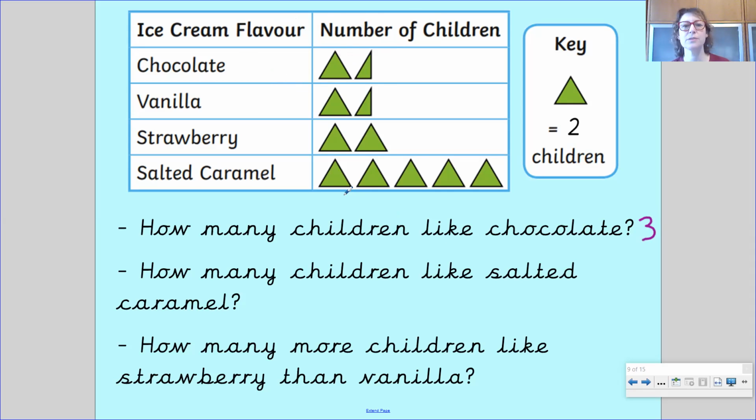How many children like salted caramel? 2, 4, 6, 8, 10. And how many more children like strawberry than vanilla? So here's our strawberry and here's our vanilla. So let's count them. We've got 2, 4 here. And we've got 2 and again a half. So 2, 3 here. So what is 4 take away 3? 1.